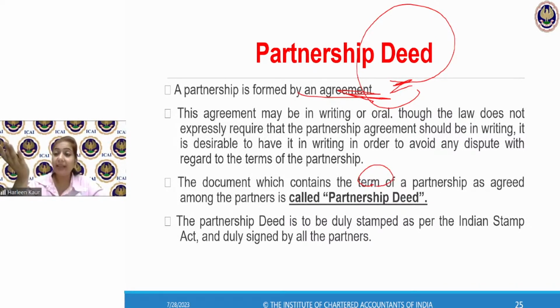Now, this agreement that we make between the partners may be oral or it may be in writing. Though the law has expressly required that the partnership agreement should be in writing in order to avoid any disputes. Mark it, very, very important, this one. It says that although we can do the partnership in writing and oral, the law says that please do it in writing. Children, let me tell you a very important thing. Now you're going to be future chartered accountants.